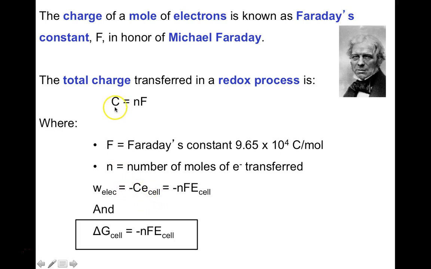And we've just determined that the total charge that's transferred is equal to the number of moles transferred multiplied by Faraday's constant. So we can substitute that into our expression here. And so what we see is that the delta G of our cell is equal to the negative of the number of moles of electrons transferred multiplied by Faraday's constant multiplied by the cell potential. So when the cell potential is positive, delta G will be negative and the process will be spontaneous.